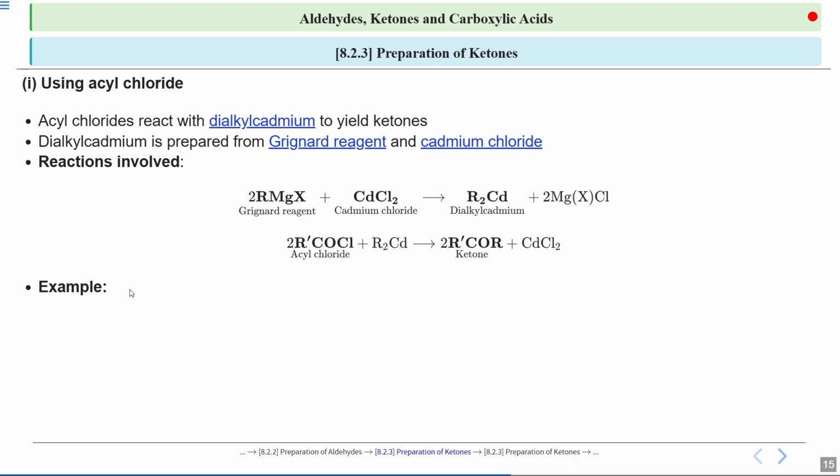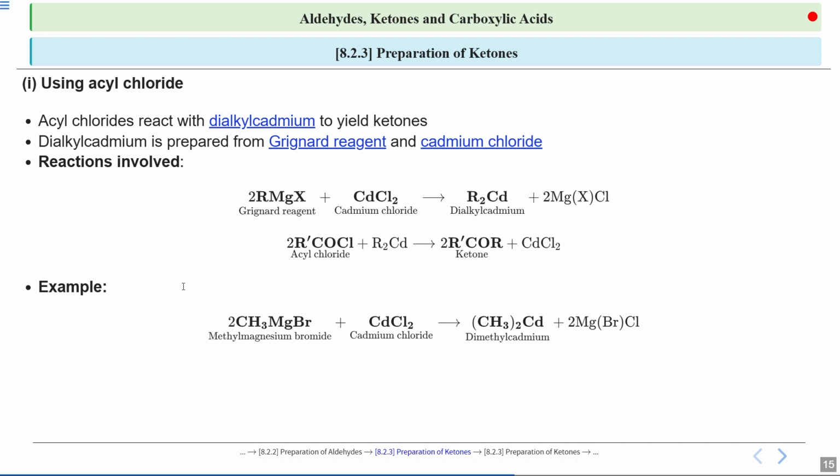Now let us see with the help of an example. This is methyl magnesium bromide, CH3MgBr, which is a Grignard reagent. It reacts with cadmium chloride and forms dimethyl cadmium. To this cadmium, two methyl groups get attached. So this is dimethyl cadmium.